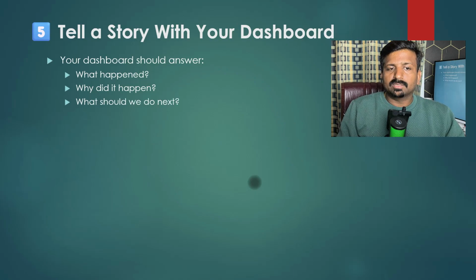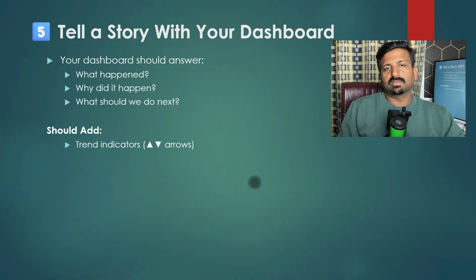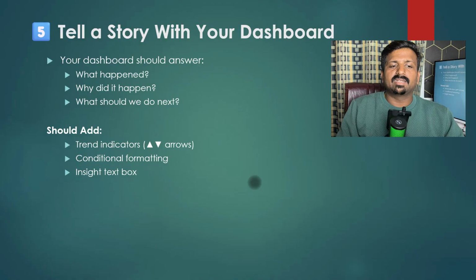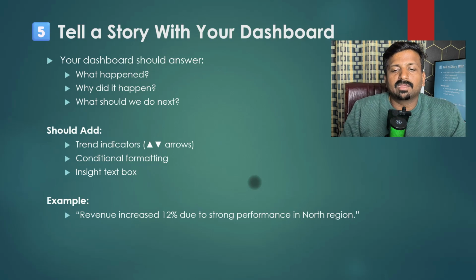Then what should we do next? Again, based on the report or values, you can provide some insight as well. What you should add: you should add trend indicators, like up or down arrow buttons. Conditional formatting you can use. Then inside a text box, for example, revenue increased 12% due to strong performance in North region. Again, this is a storytelling point we have put in this dashboard.